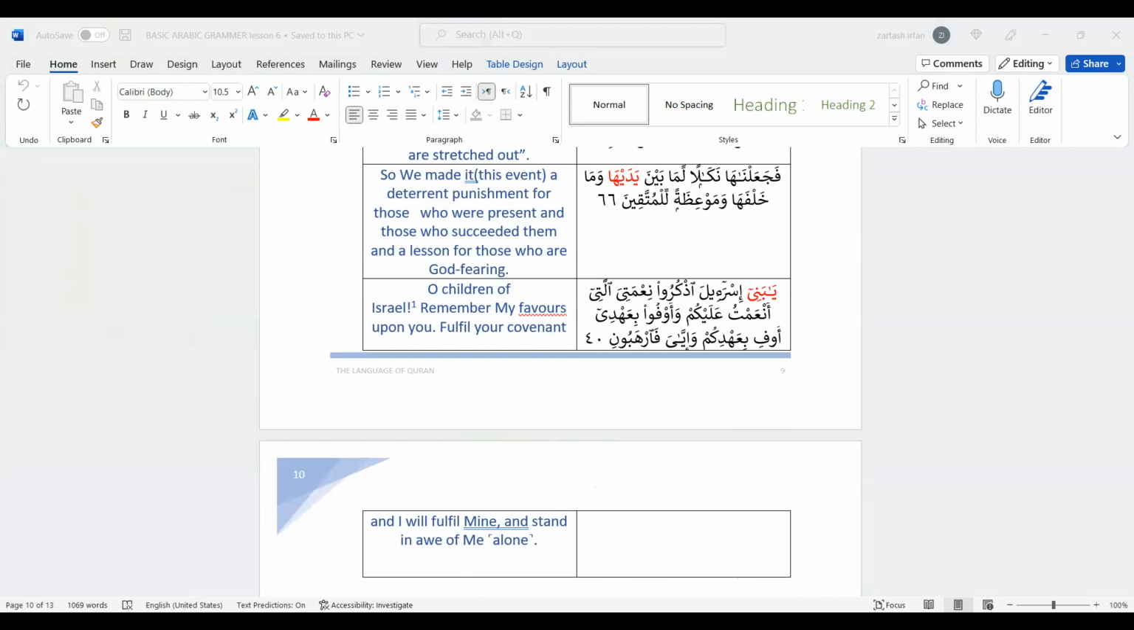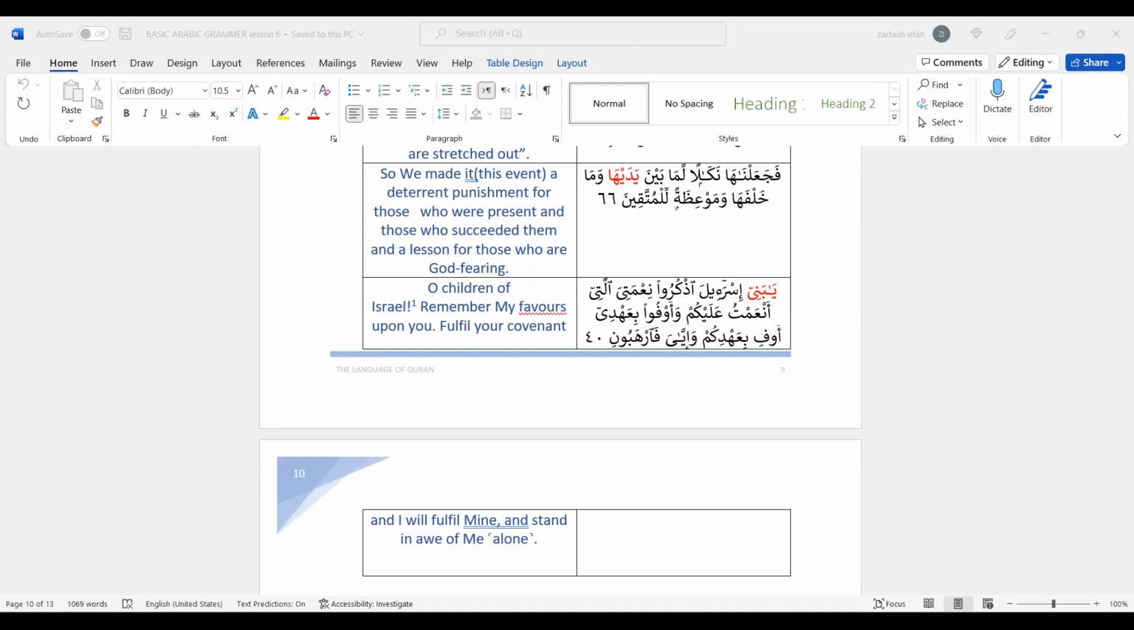Okay, we are done with this. Let's have this rule. It is an important rule as well. See here, we have already studied the ismul ishara and musharun ilayhi. This is also a phrase in which there are two components: the ismul ishara is the pointer word, and the musharun ilayhi is the word we are pointing to.